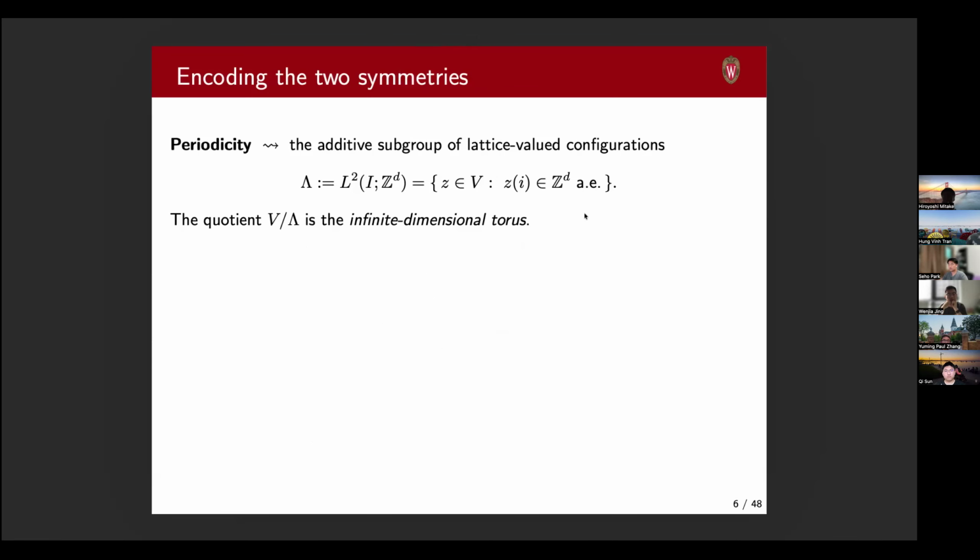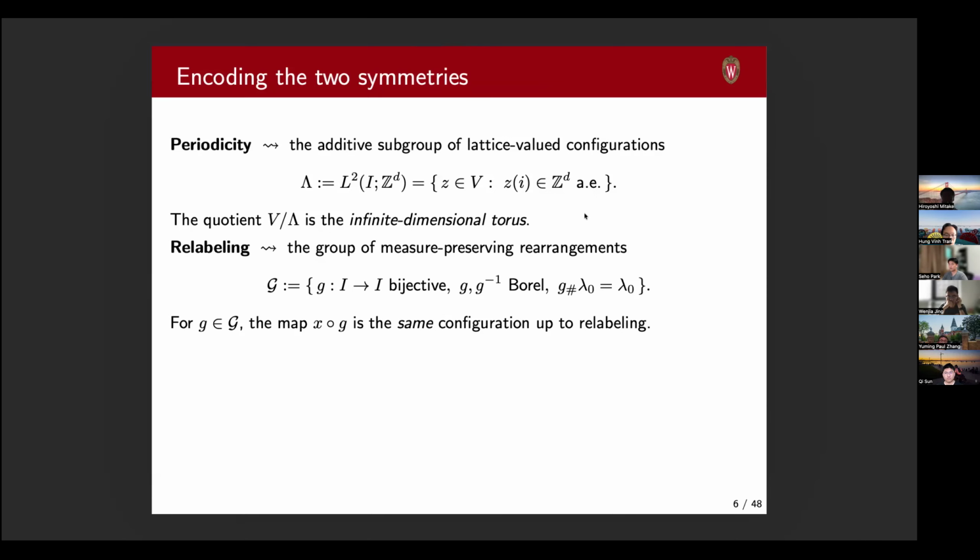Okay, so that was the setting, and we can encode the periodicity and the indistinguishability into the infinite setting. So for example, for the periodicity, we can consider the integer vector valued functions, or lattice valued configuration space, from I to Z^d. This is denoted as Lambda. So the quotient space V quotient by Lambda can be considered as an infinite version of the torus. And for the relabeling symmetry, we can consider the infinite version of permutation. So for that, we consider a bijection from I to I, here it is G. G is a bijection of I, G and its inverse are Borel measurable, and it pushes forward the Lebesgue measure to itself. It means it doesn't change the size of the measurable set.